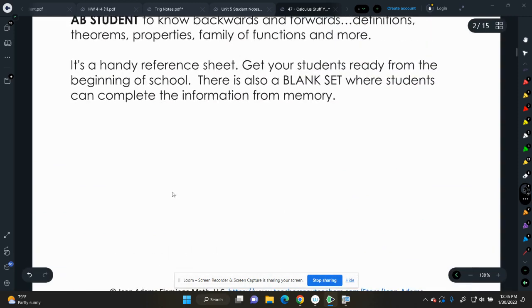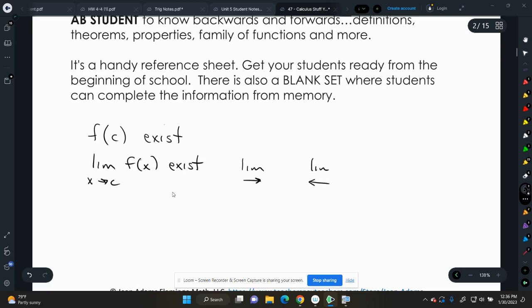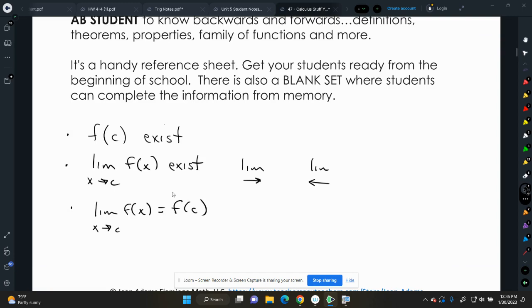In order for something to be continuous, f of c has to exist. The limit as x approaches c of f of x has to exist, which means the limit from the left is equal to the limit from the right. And then the third part was that the limit as x approaches c of f of x is actually equal to f of c. So when you're talking about continuity, you have to use these three things to prove that something is continuous.